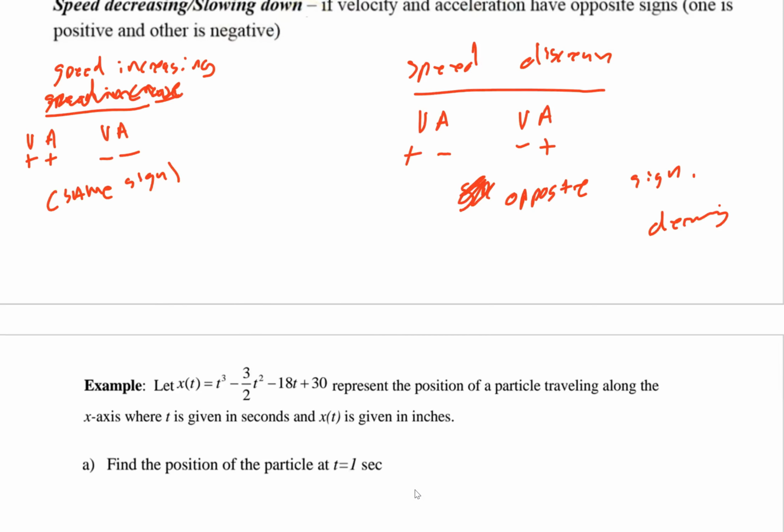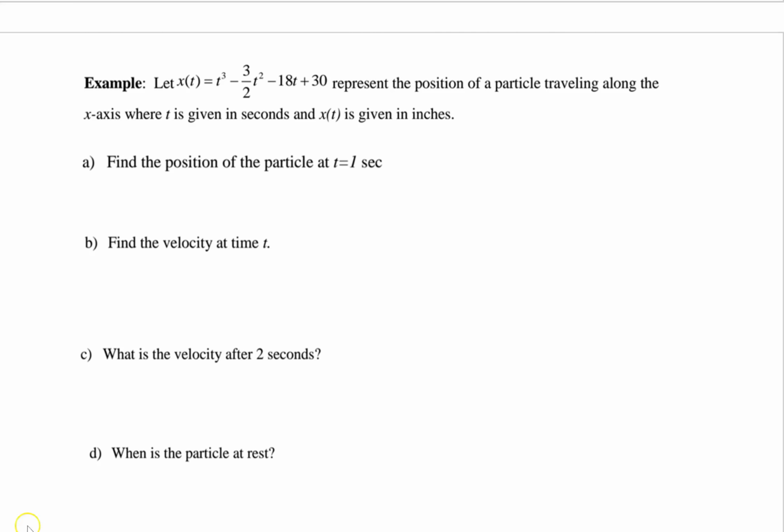So those are all the gist of stuff. Let's do a few examples. Our first full example right here. Let x of t, that's its displacement. They're using x, it's fine. x of t equals t cubed minus 3/2 t squared minus 18t plus 30. It represents the position of a particle traveling along the x-axis, where t is given in seconds and x is given in inches. So find the position of the particle at 1 second. This is how we did before. Just plug 1 into our position function, which is x of t.